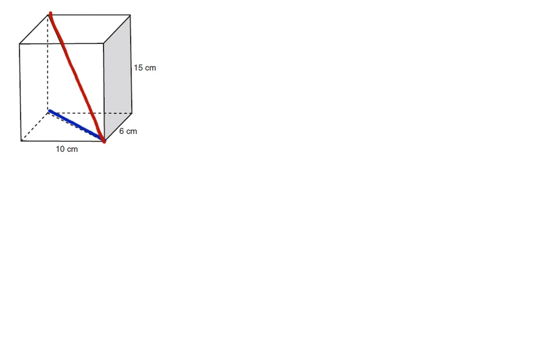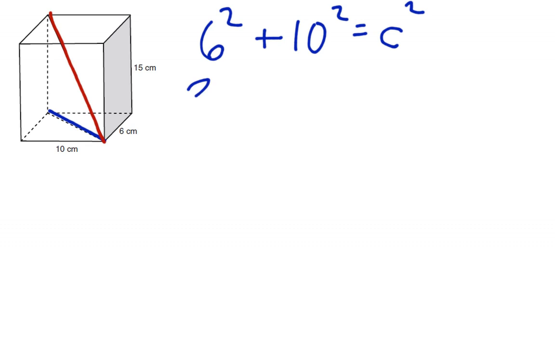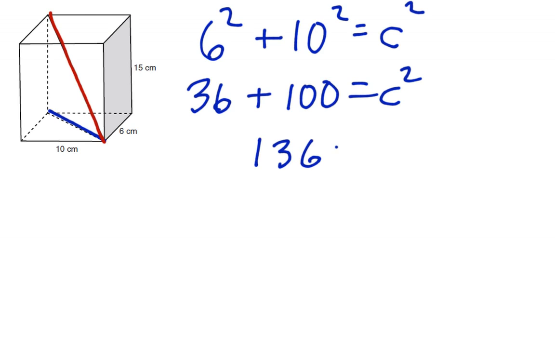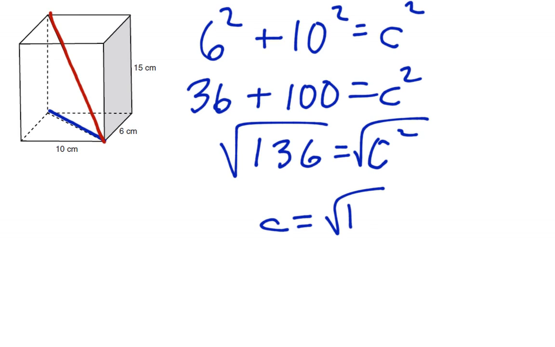I need 6 and 10 as my lengths that are along the bottom surface. So 6 squared plus 10 squared is equal to, I'll call it C squared. So I'm going to get 36 plus 100 equals C squared. And then when I do my addition here, I get 136 equals C squared. And then I square root both sides. And C is equal to the square root of 136.